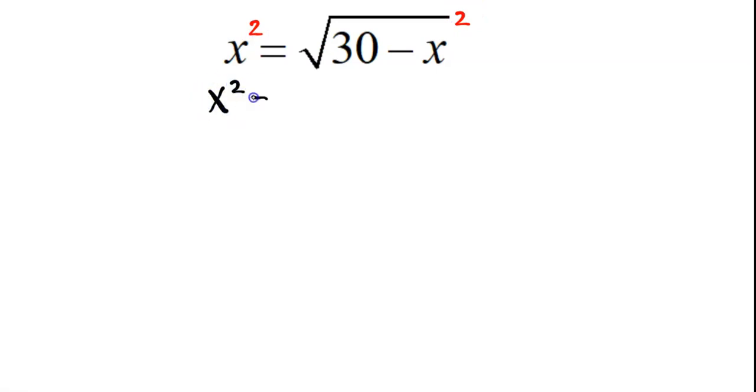I am left with x squared equals 30 minus x. Now, I need to set one side equal to 0 because it looks like I have a quadratic equation. I'm going to add the x to both sides and subtract the 30 from both sides. And here I have a quadratic equation that I need to solve.